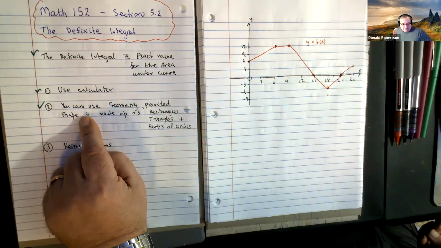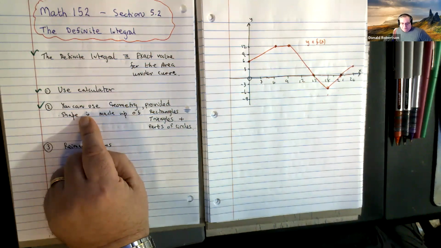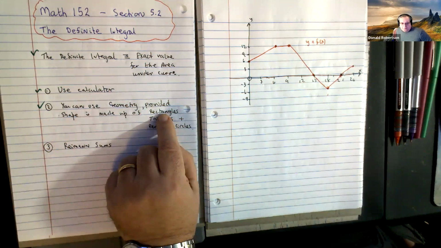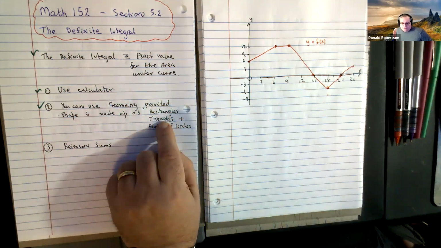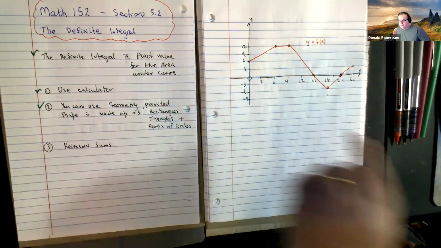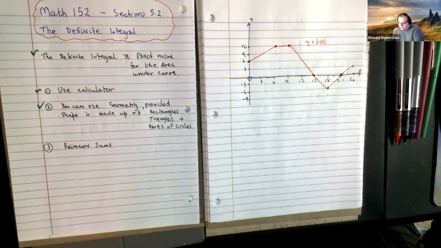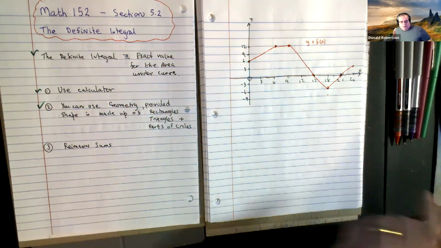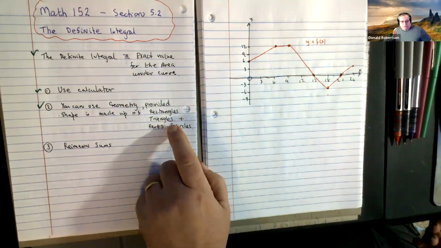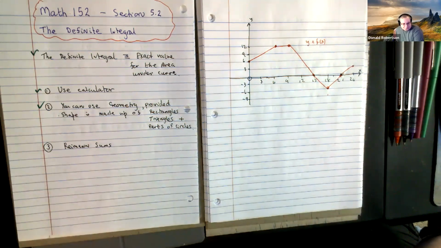The second one is that we can use geometry to find the exact area under a curve, provided the shape, the curve or straight line, whatever it's made from, is basically building blocks of rectangles, triangles, and parts of circles. As long as it's those things, we can find the exact area under the curve because we know the area of rectangles, triangles, and parts of circles.